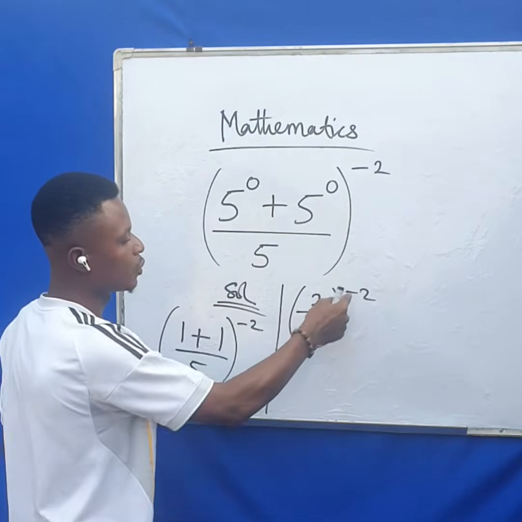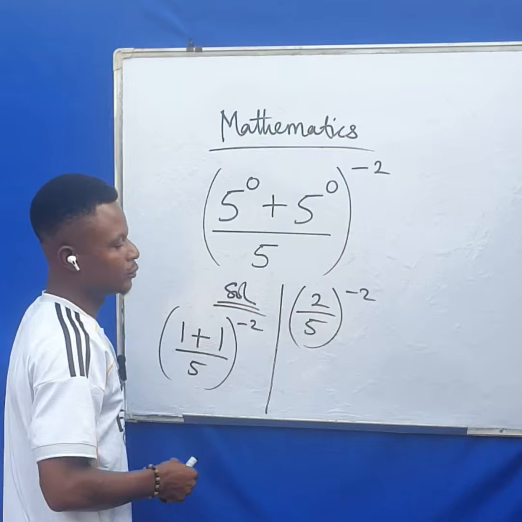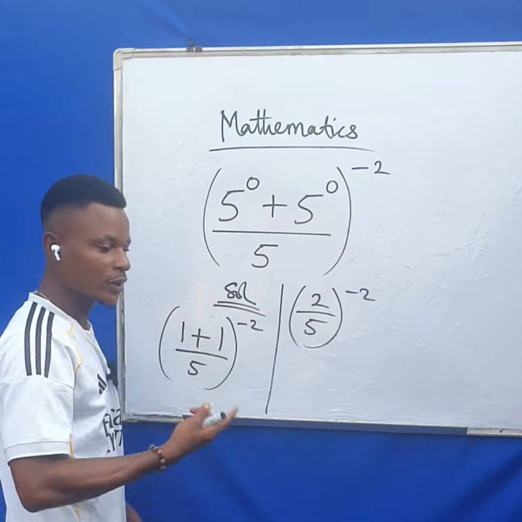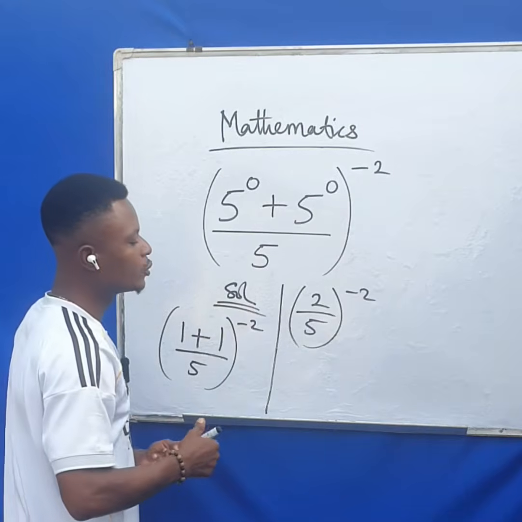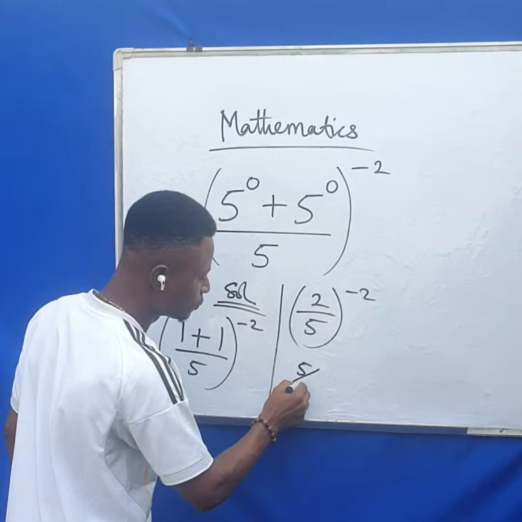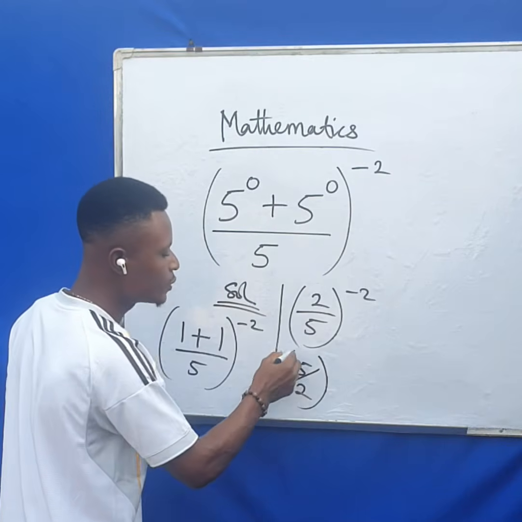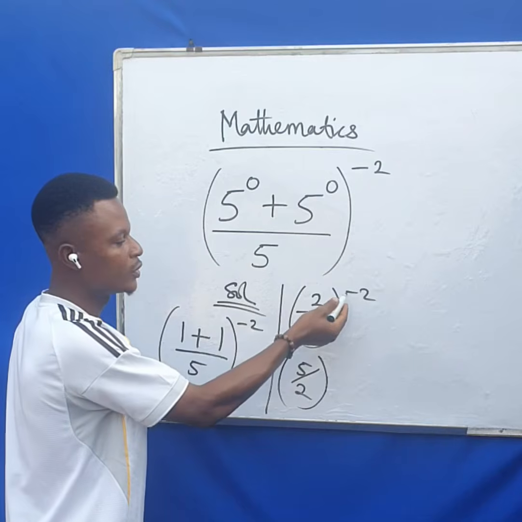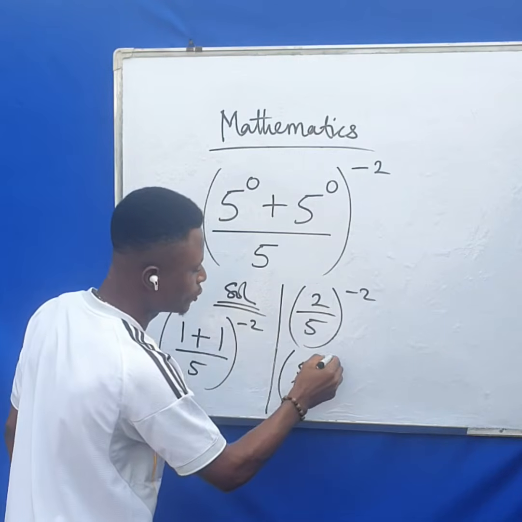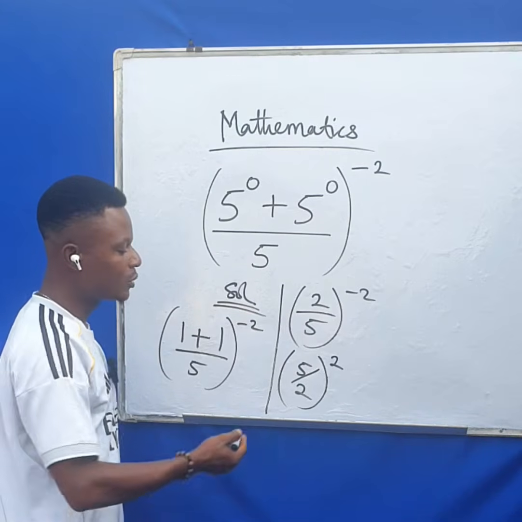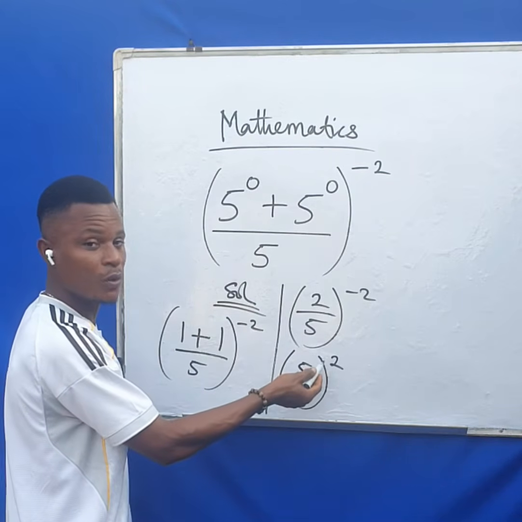The next thing to do is to work on this power. Because this power is negative, we can flip this fraction upside down. When we turn it upside down, we are going to have 5 over 2. Because we have turned this fraction upside down, the sign of this power will change. So this negative sign will no longer be there. It changes to positive 2. Are you getting me? Anytime you turn a fraction upside down, the sign of the power will change.